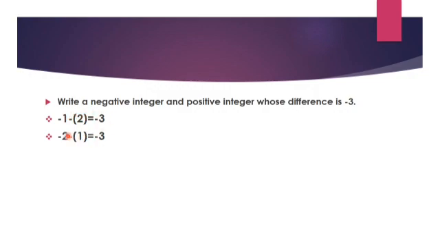The same way, -2 minus 1. -2 is an example for negative, 1 is an example for positive. Then -2 minus 1, we add the numbers and put the sign of negative. We get the answer as -3. You got it? It is a very simple topic.